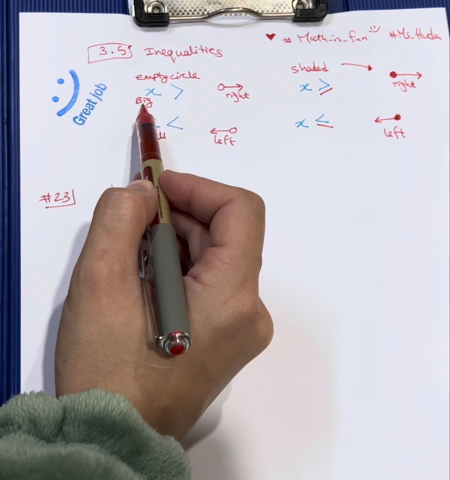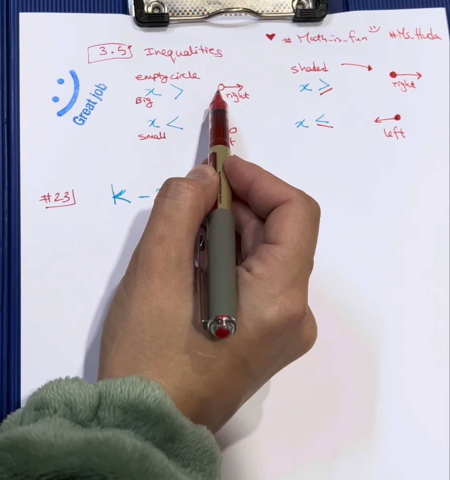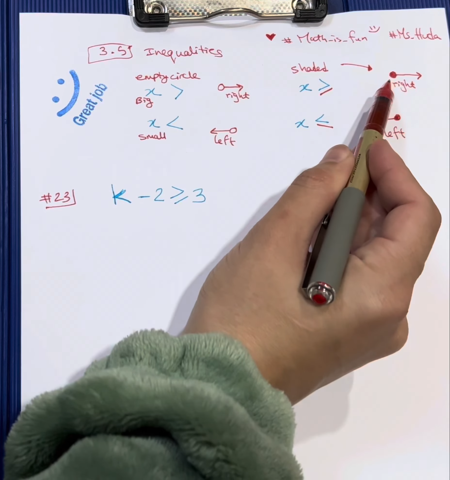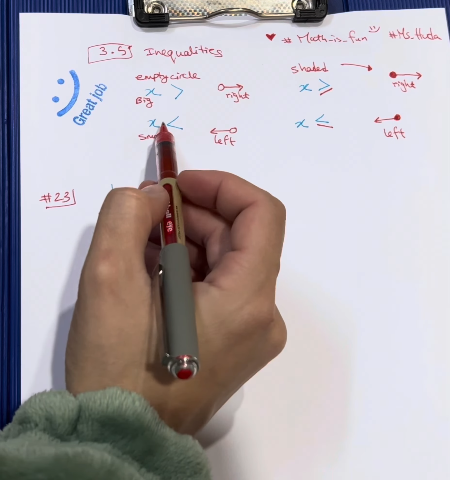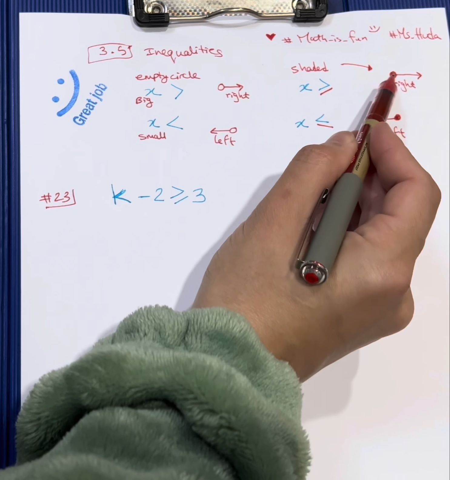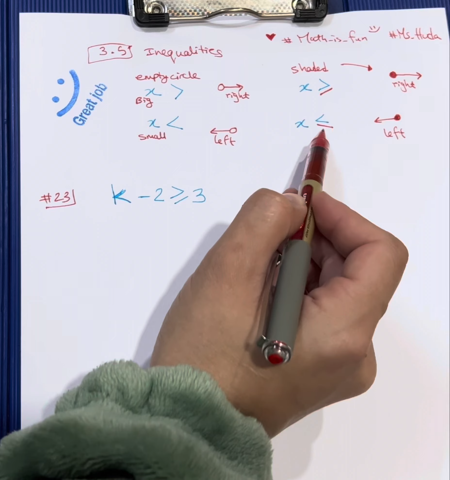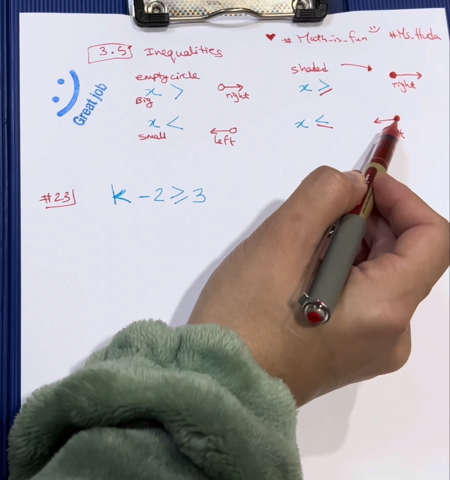Now, when do I leave this circle empty when I am graphing, and when do I shade it? Whenever I have the equal sign, it will always be shaded. The circle will be shaded. So whenever there is an equal sign, I will shade the circle.